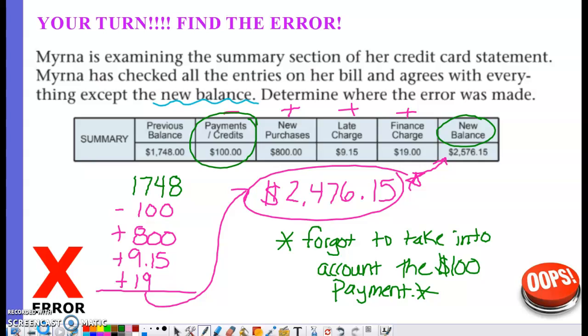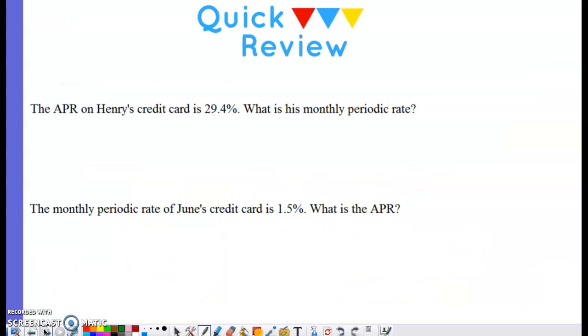All right, hopefully this is all making some sense to you, just looking at that credit card statement, filling out some of that missing information. So we're just going to end with a little quick review here. It shouldn't take too long. Says the annual percentage rate on Henry's credit score was 29.4, so that's annual. What is his monthly? So you should be thinking, well, if I want to go to monthly, I have to take 29.4 and I have to divide by 12, since there's 12 months in a year, and you should get 2.45%.